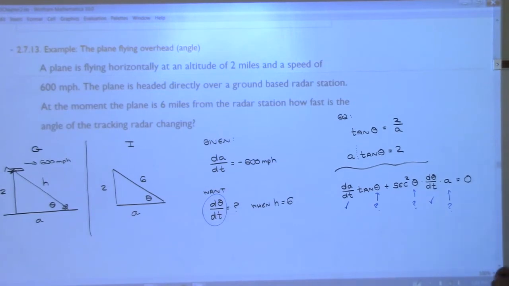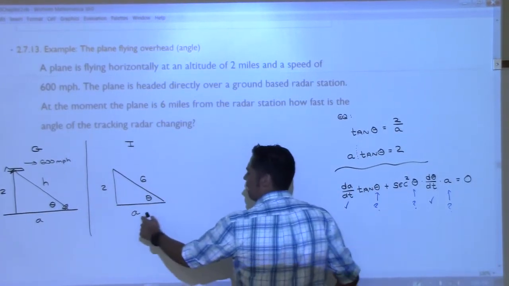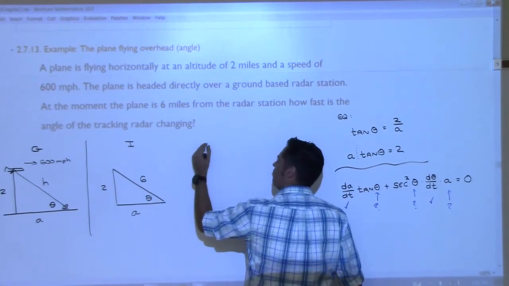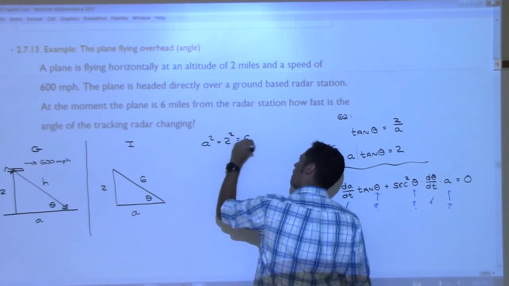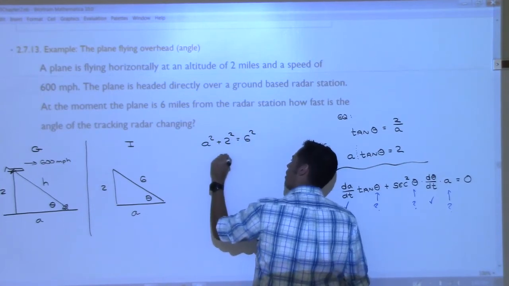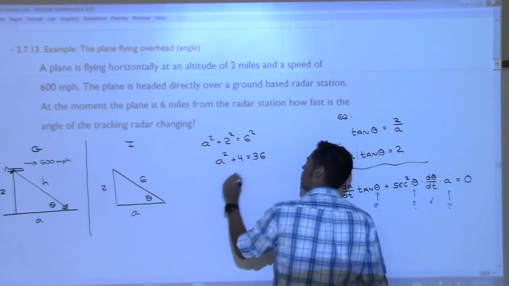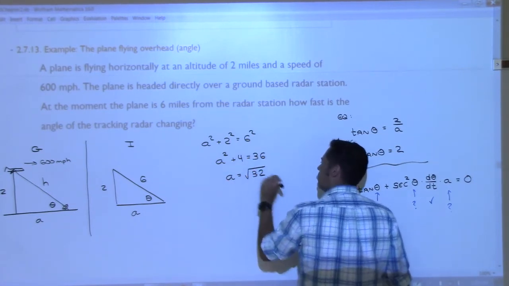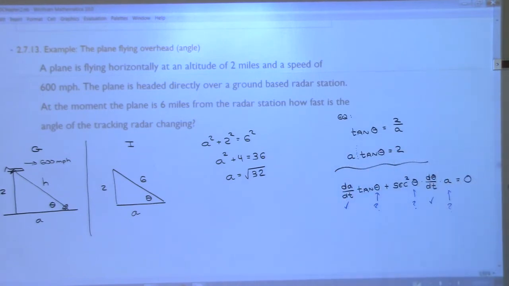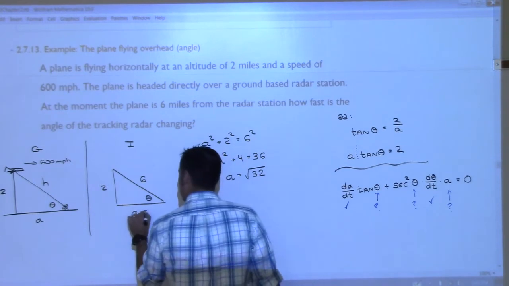Okay, let's get A. So I'm going to come back over here. I'm going to erase this. I don't need it. I know that A squared plus 2 squared equals 6 squared by the Pythagorean theorem. So I know that A squared plus 4 equals 36. So A is equal to root 32. Subtract 4, take the square root. All right, so I'm going to come back over here. I'm going to replace this with root 32.